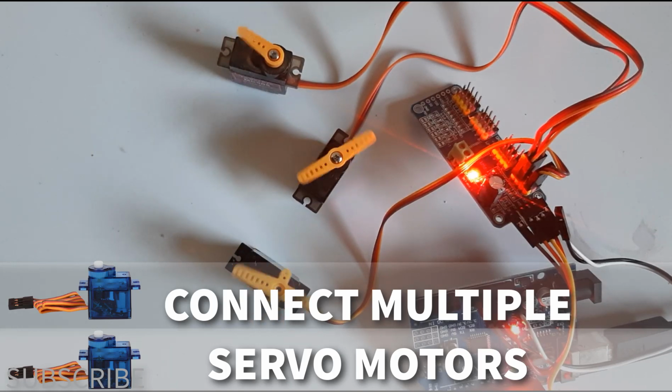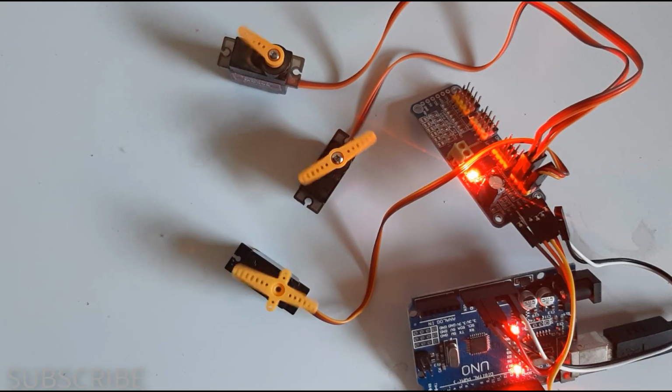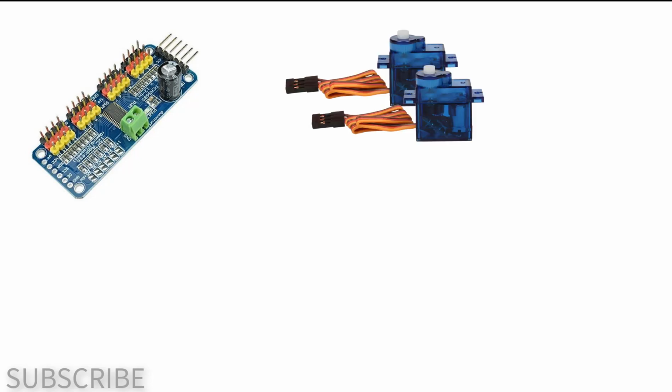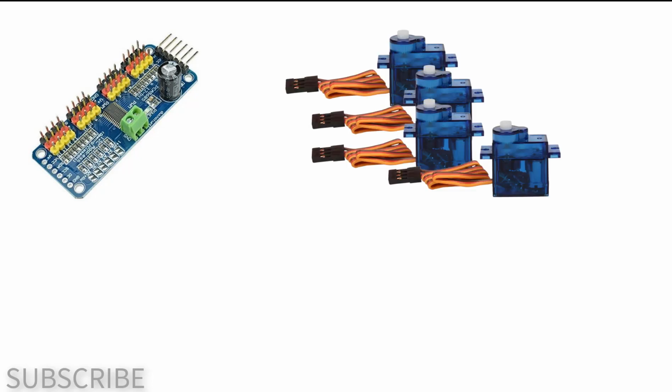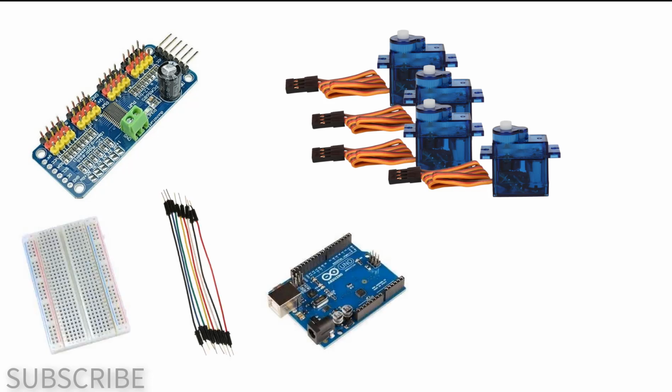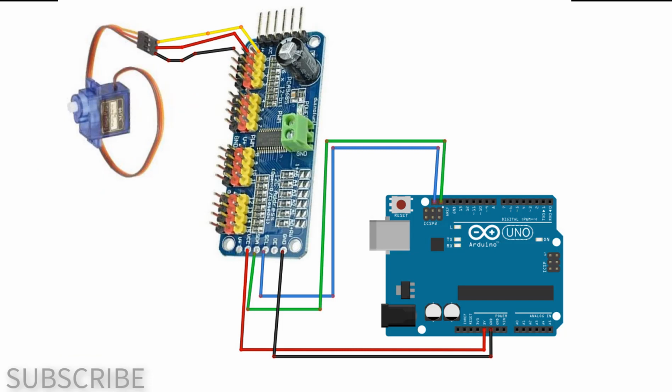In this tutorial we will learn how to connect several servo motors using PCA9685 module and Arduino. For this project you will need a PCA9685 module, servo motors. In this project we will use 4 servo motors, breadboard, jumper wires, Arduino and Visuino software. Wire everything according to this schematic.